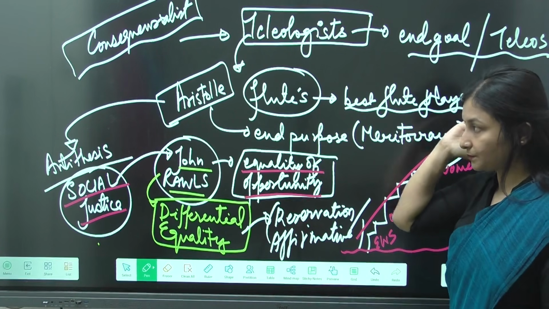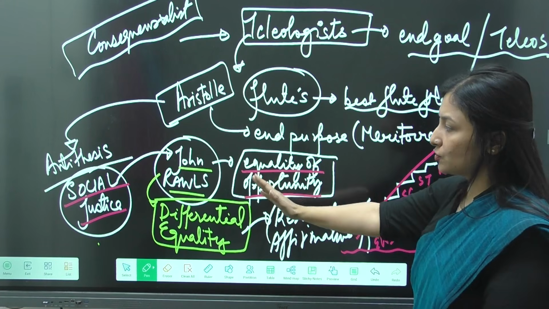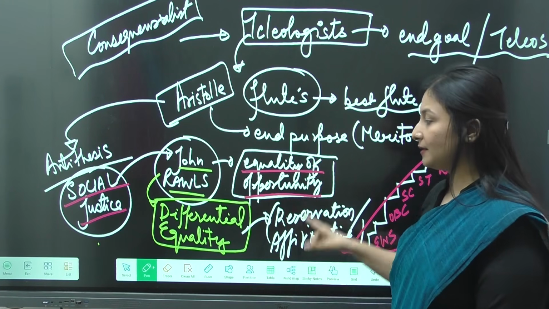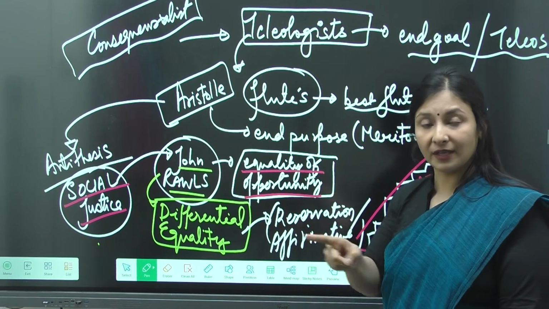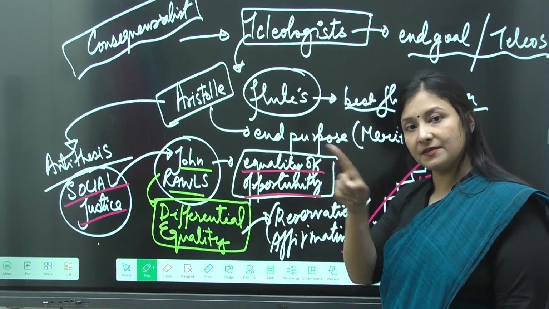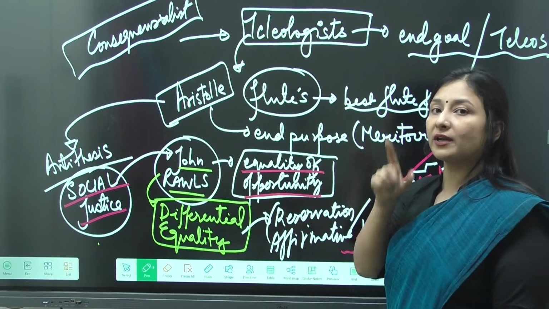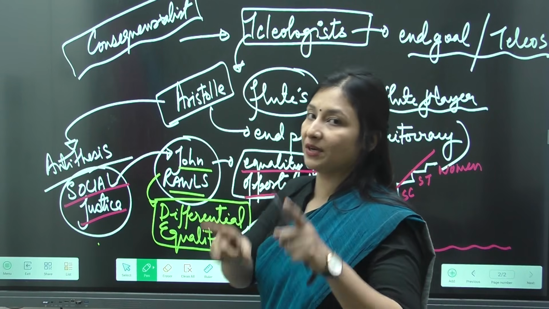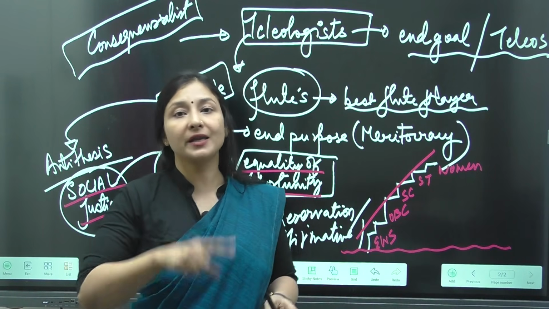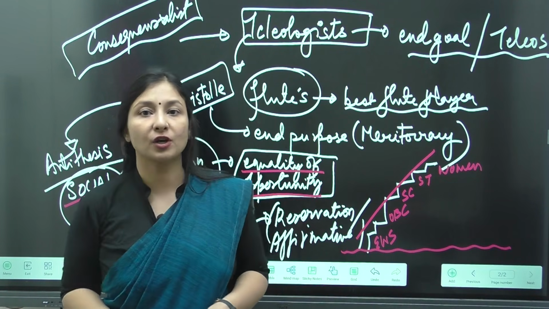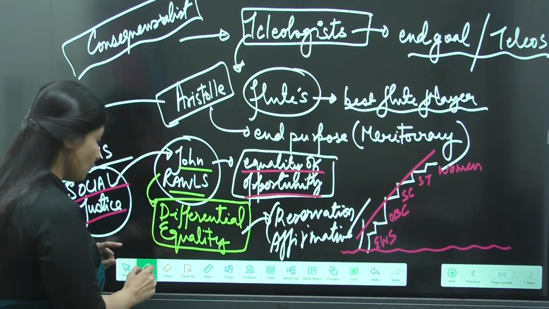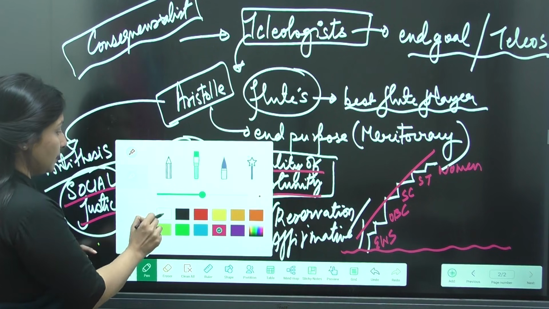Is it clear? Whenever the question comes, John Rawls, you are going to answer that there is equality, but there are differences in equality. No, Aristotle, whatever you were saying, that equals should be treated equally and unequals should be treated unequally, that is absolutely not right. Is it clear? So the first point is clear.